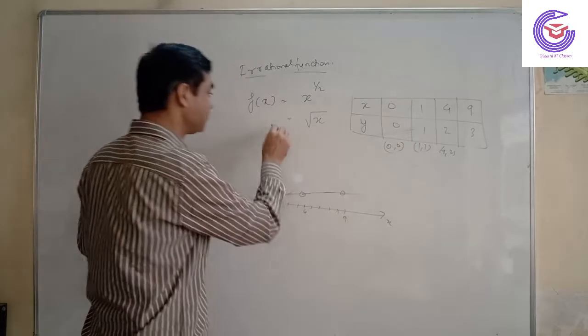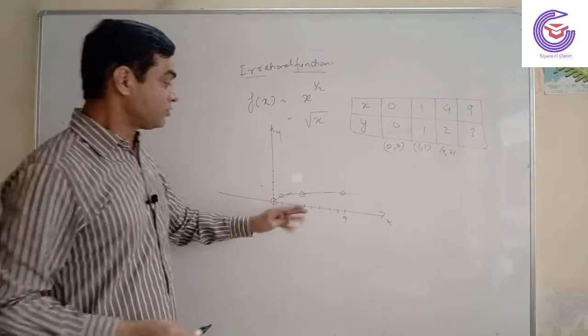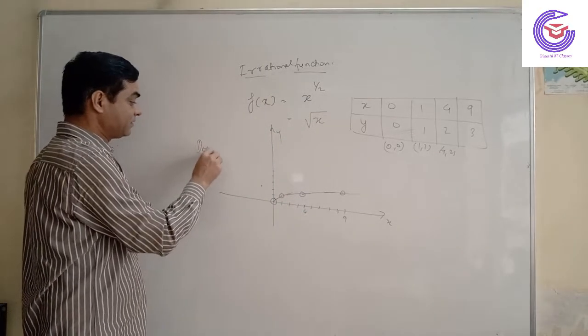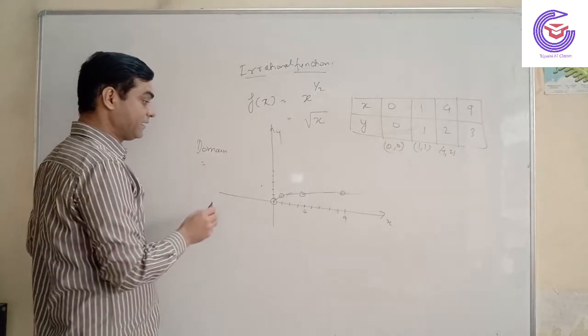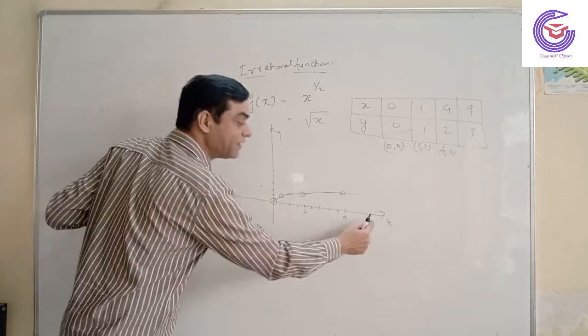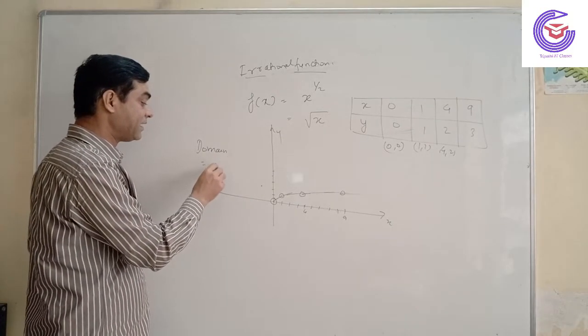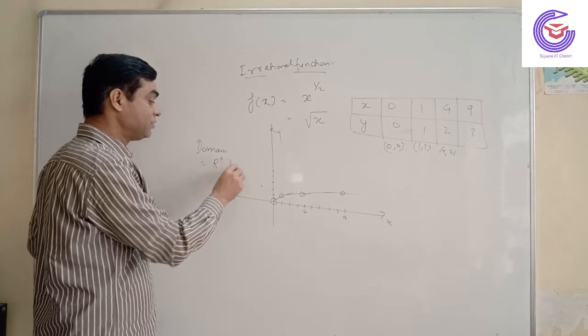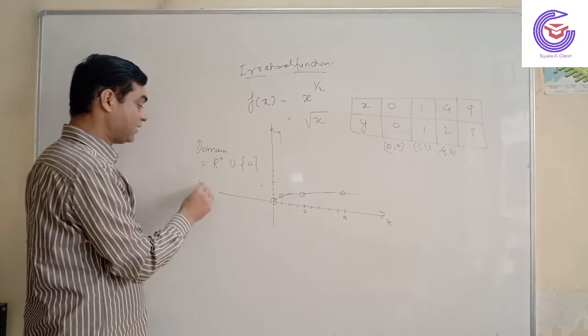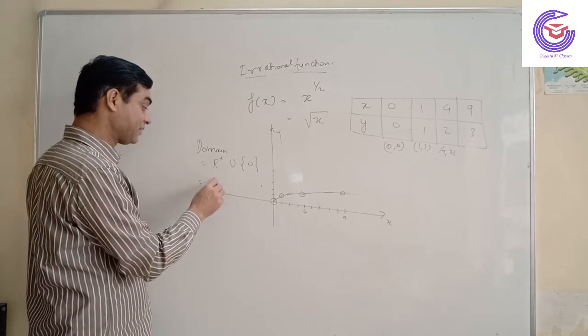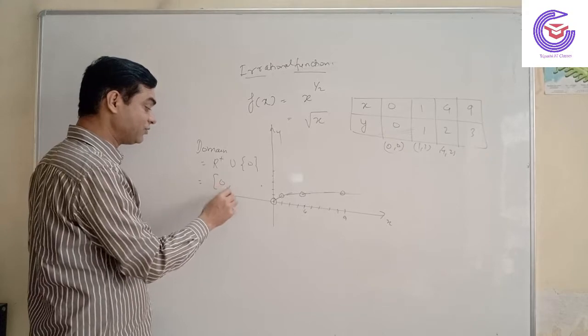So this is your x-axis, y-axis. The domain of this function will be the positive side of x only, including 0. You can write it as R positive union 0, or in set format, from 0 including 0 to infinity.